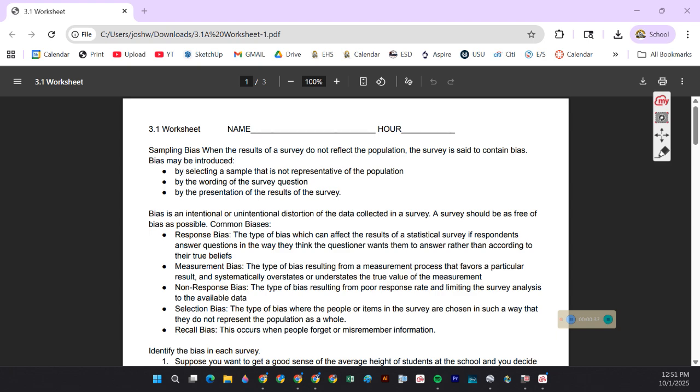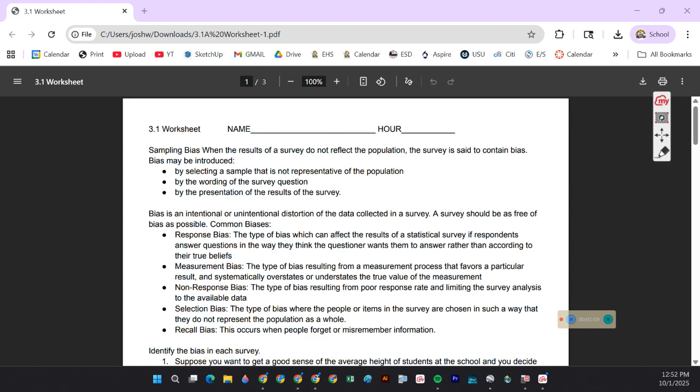Okay? So, the survey is said to contain bias. Bias may be introduced by selecting a sample that is not representative of the population, by the wording of the survey question, by the presentation of the survey, or of the results of the survey. So, you could even collect good data and look at it from a specific angle that misrepresents the sample, and that would be bias.